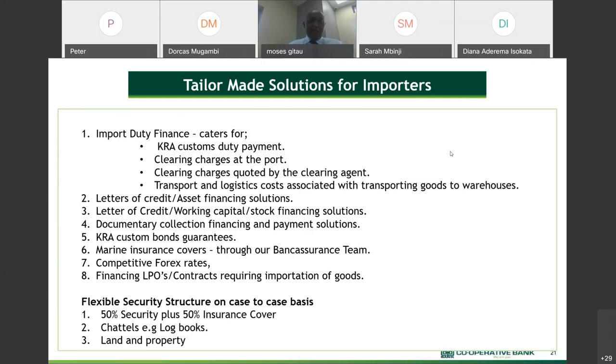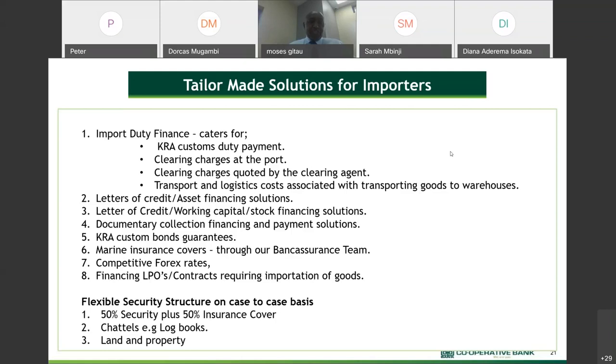I think the issue of security in any banking relationship, security comes in second. The primary thing is the banking that you, the customer, bring into the bank, and that determines the qualification. So security comes in as secondary, and I know Dorcas has covered the issues of securities. So for any relationship, security comes in secondary.